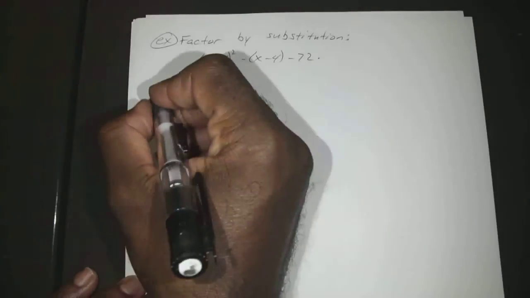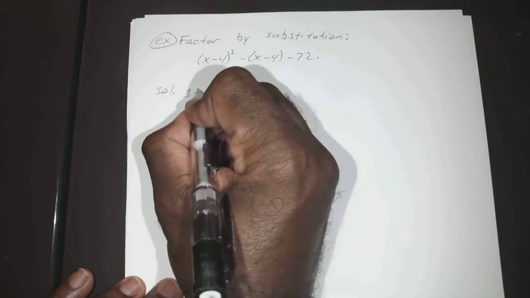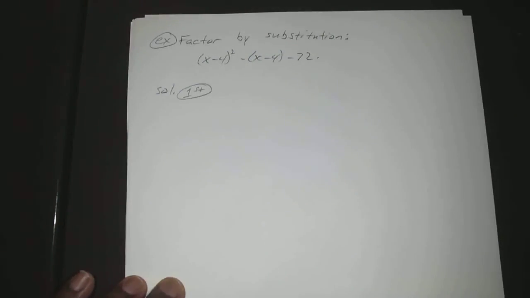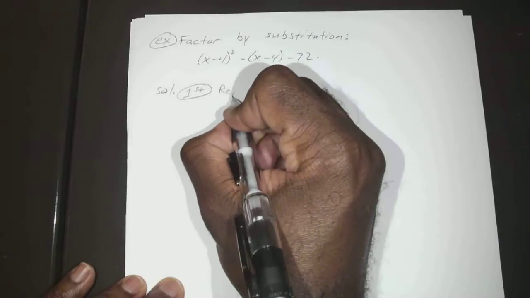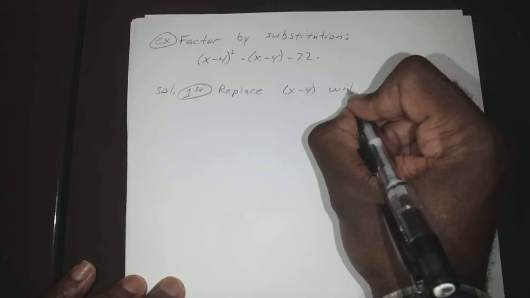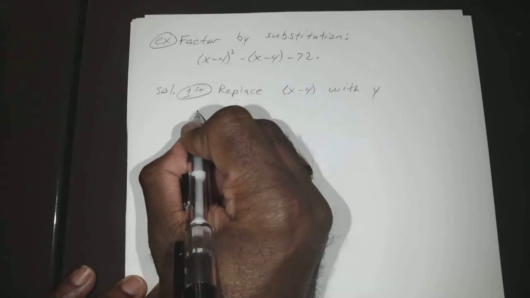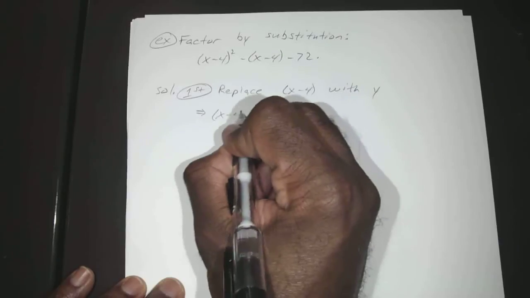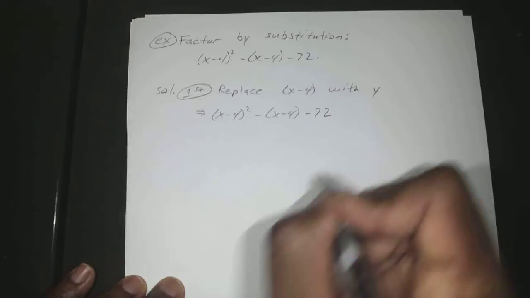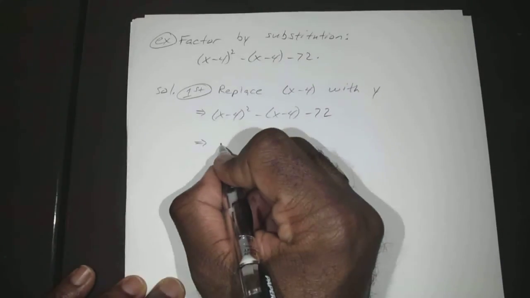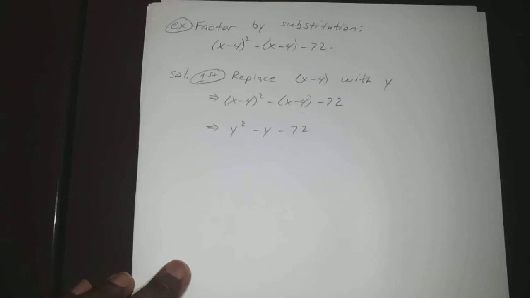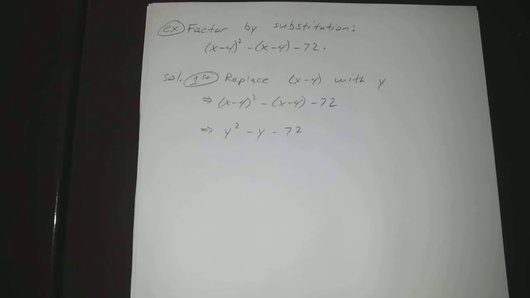All right, so for this one, first we replace x minus 4 with a variable. I usually pick y. x minus 4 with y. So that means your x minus 4 squared minus x minus 4 minus 72 now becomes y squared minus y minus 72. Okay. Second step is to go ahead and factor it.